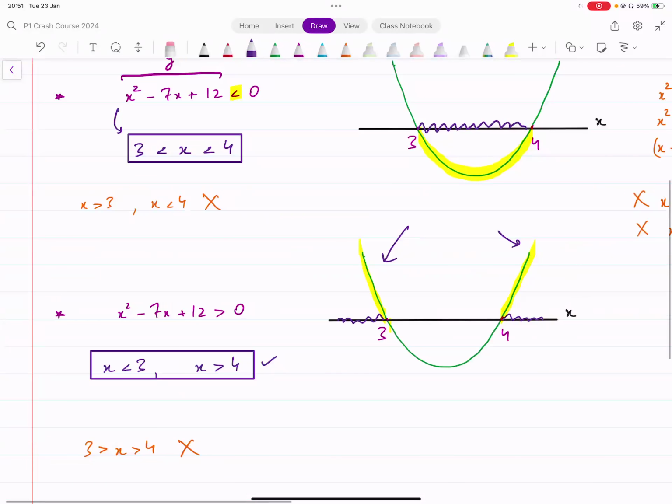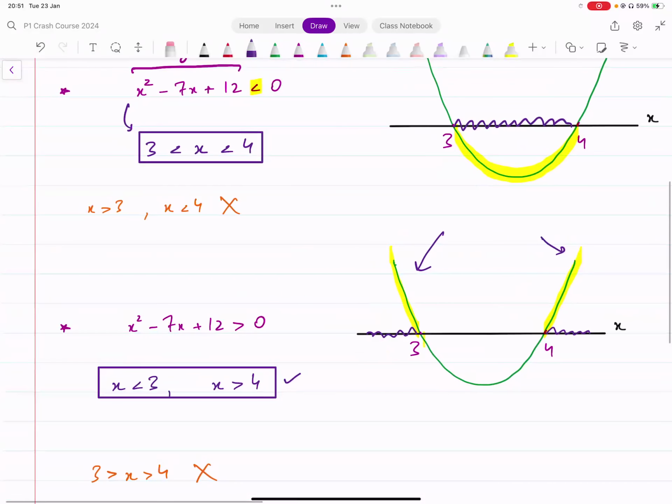So you can just remember it this way. When it's a single region, you have one inequality. When it's two separate regions, you have two separate inequalities. All right. And that's going to be the solution of this inequality then. All right. I hope that makes sense.